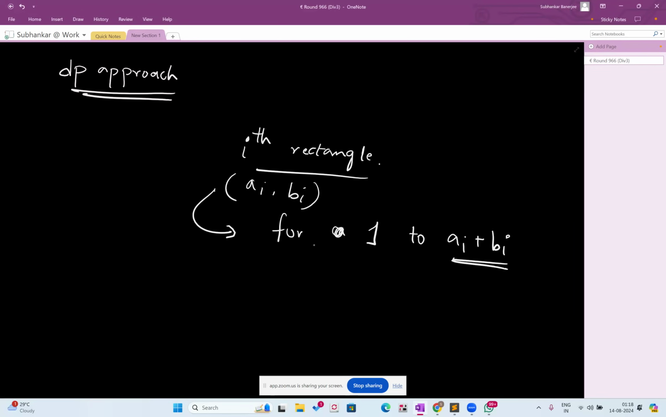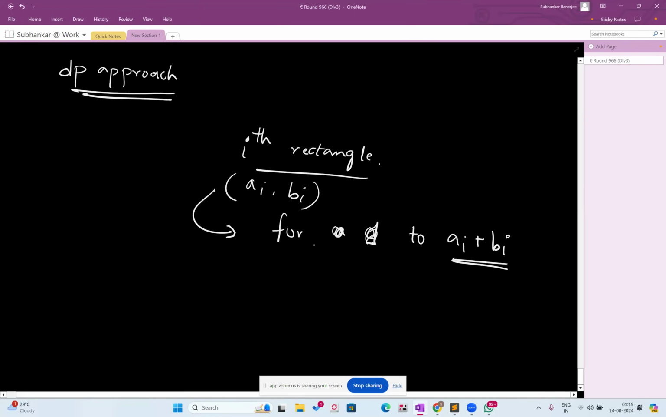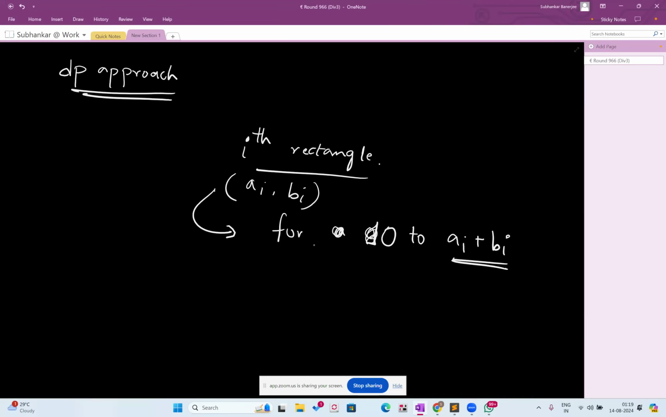Yes. Anything from 1 to ai plus bi. I can choose that number, right? 0 as well, right? If you don't want to pick this. Yes, obviously, you can just consider 0 as well. 0 to ai plus bi. So accordingly, we will have costs.